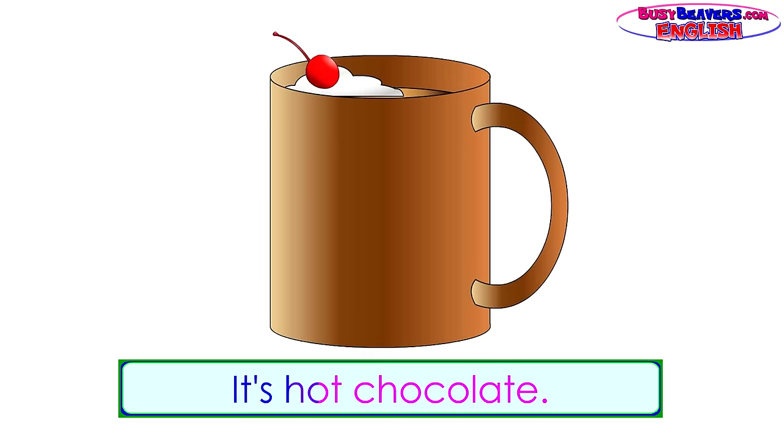What are you eating now for breakfast? I am eating fruit and cereal for breakfast. What are you eating now for lunch? I am eating a sandwich and milk for lunch. What are you eating now for dinner? I am eating meat, potatoes, and a salad for dinner.